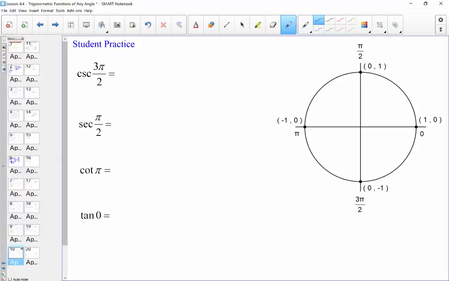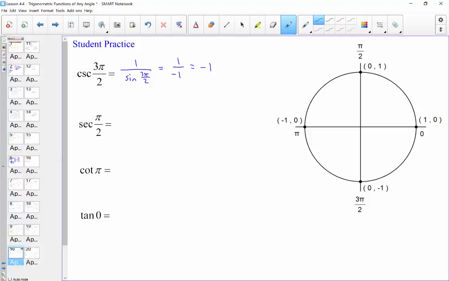The cosecant of 3 pi over 2 is equal to 1 over the sine of 3 pi over 2. The sine of 3 pi over 2 is negative 1 because that is the y-coordinate where 3 pi over 2 intersects the unit circle. So we have 1 over negative 1, which simplifies to negative 1.